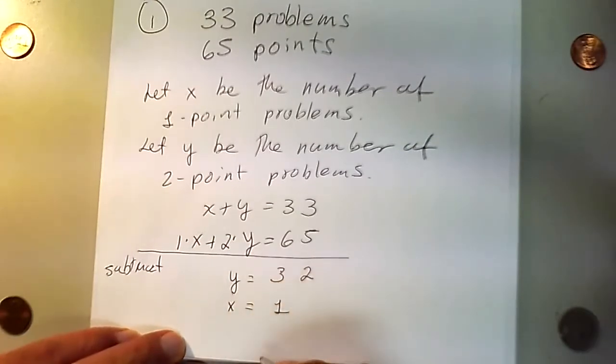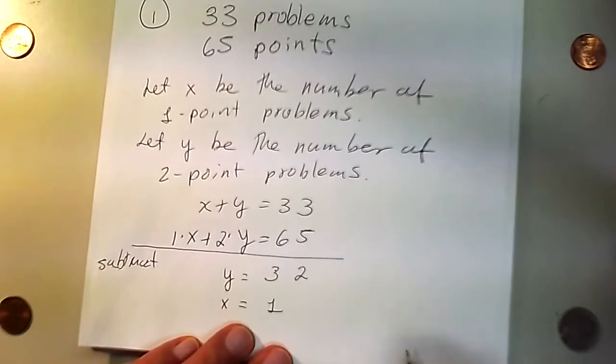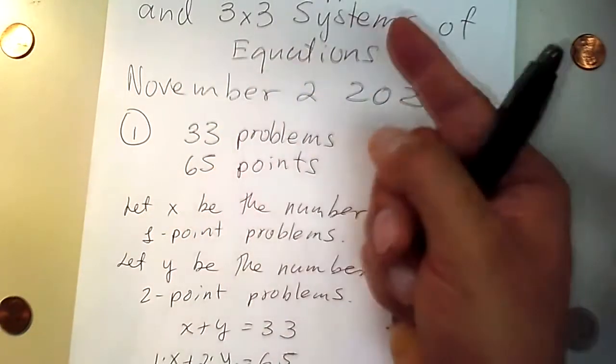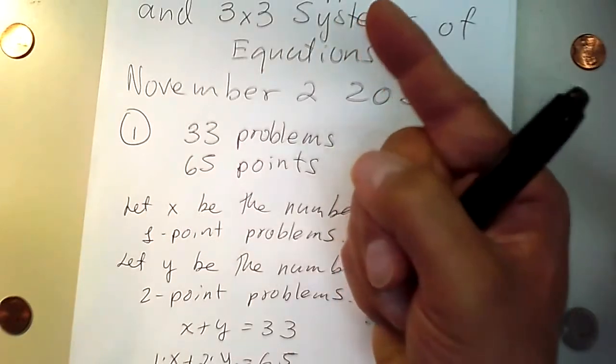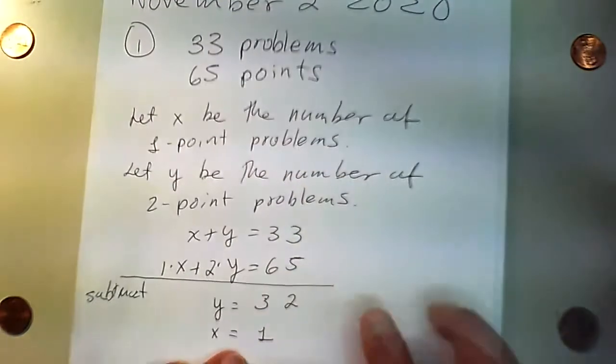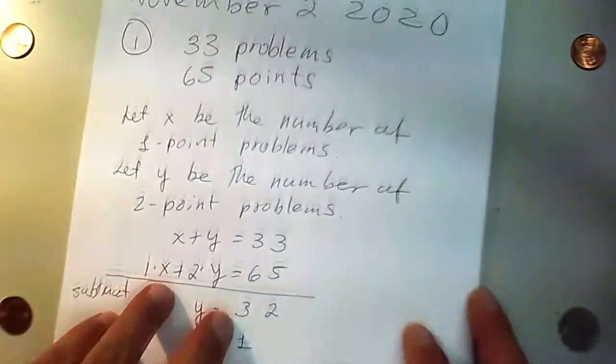And you're probably thinking, well, I could have done that without a system of equations. Yes, we could have done that without a system of equations, but in the next example, it won't be so easy to do that. Because you probably thought, well, if I just double it, I get 66. So that means one problem has to be 1 point, and all the other 32 have to be 2 points for this to work.